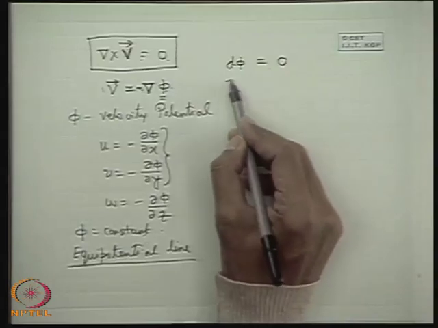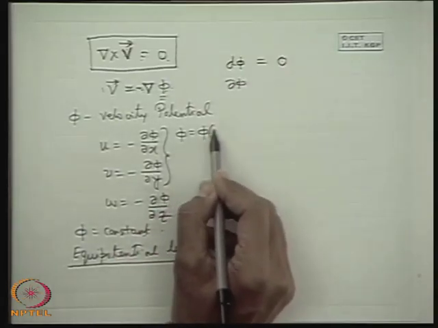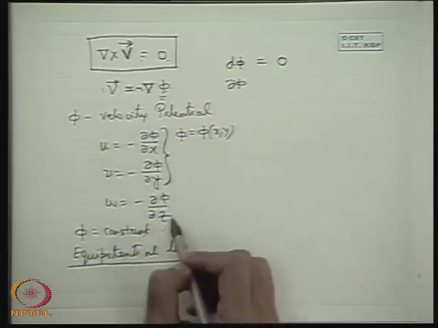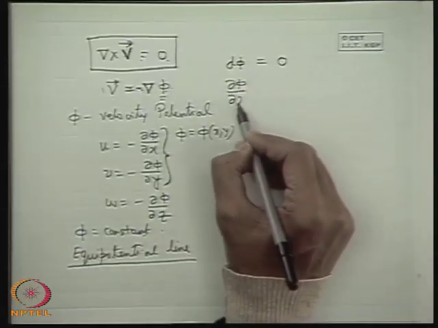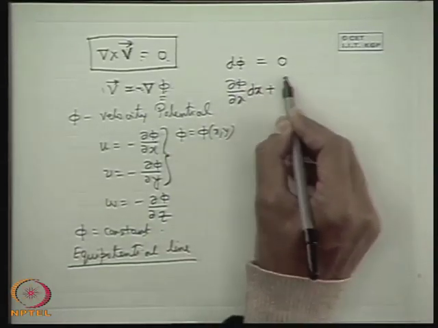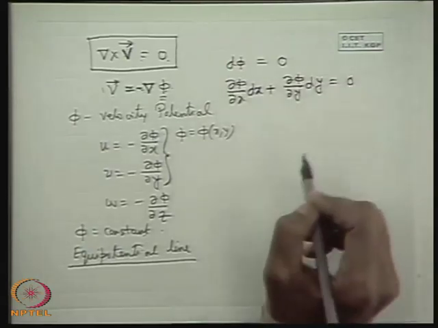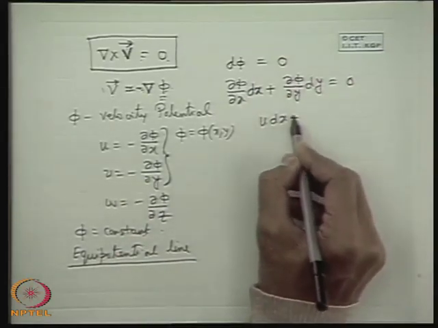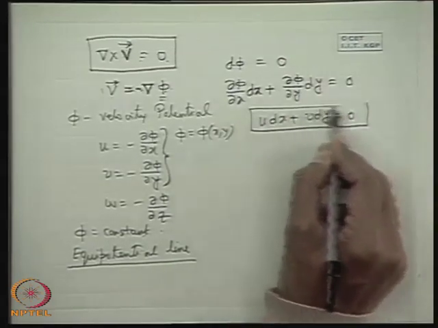Now what is d phi? Because phi is a scalar function of point coordinates x and y in case of a two-dimensional system, and in three-dimensional flow it is a function of x, y and z, d phi is del phi del x dx plus del phi del y dy, and that must be equal to 0 along an equipotential line. Del phi del x is minus u, del phi del y is minus v. So therefore we see u dx plus v dy is 0. So this is the equation of the equipotential line.